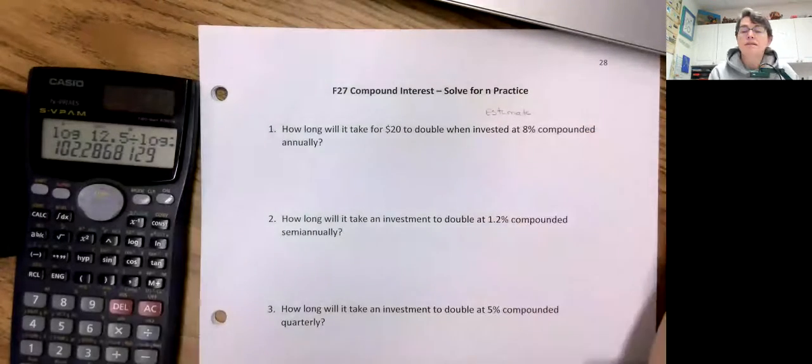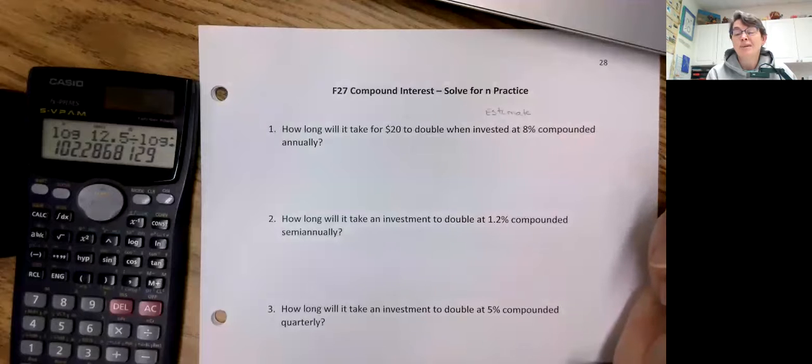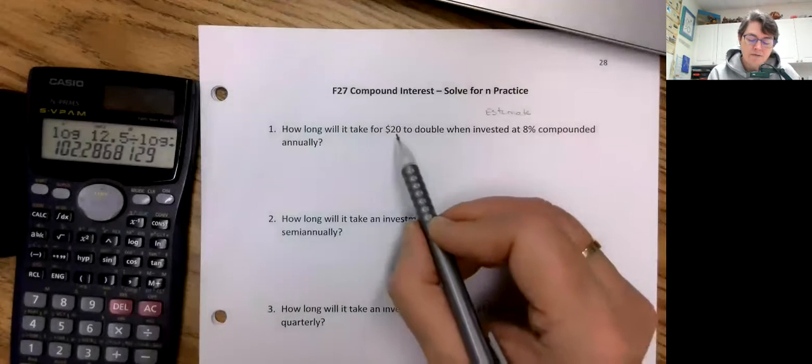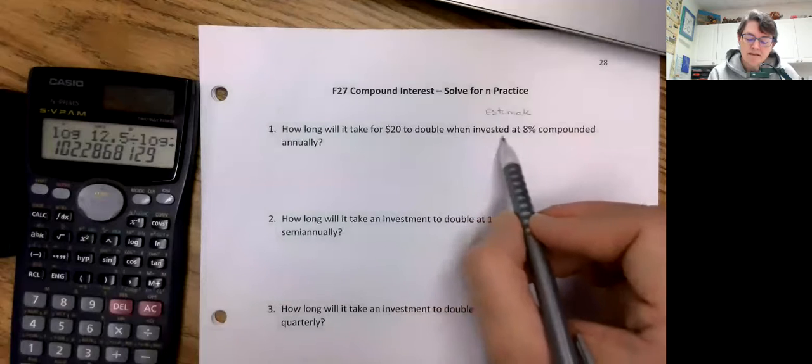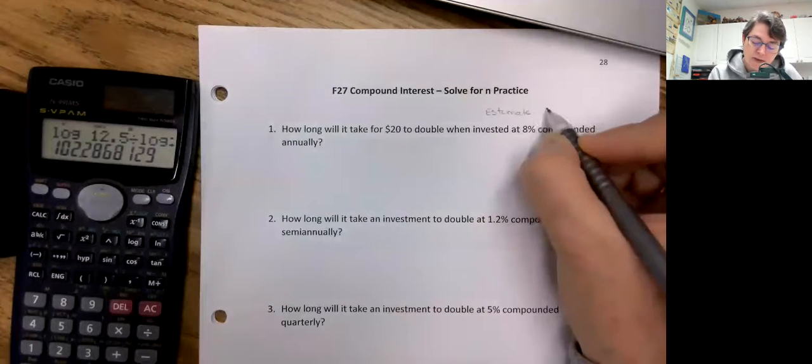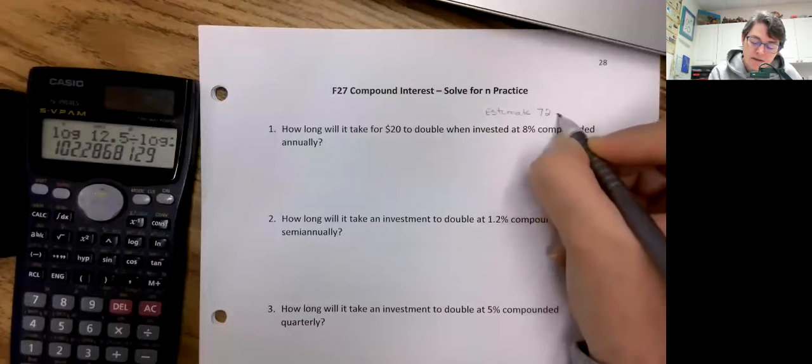And you don't have to do this. I usually estimate, and if my final answer looks kind of weird, then I will check it. So you want $20 to double when invested at 8% compound annually. My estimate is the rule of 72.